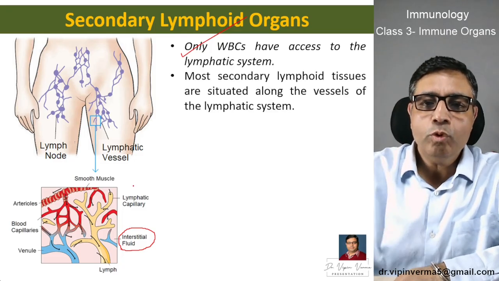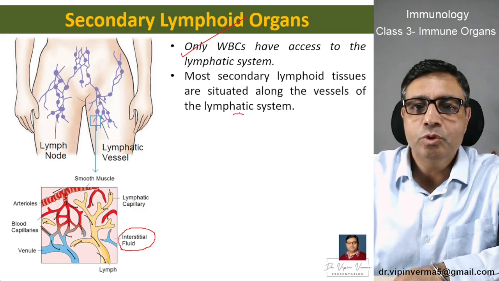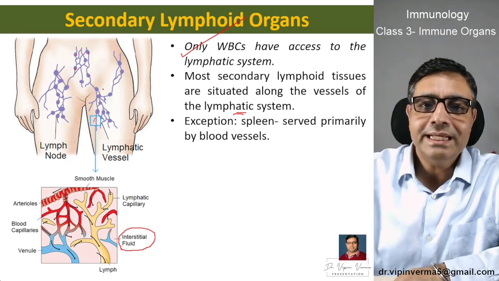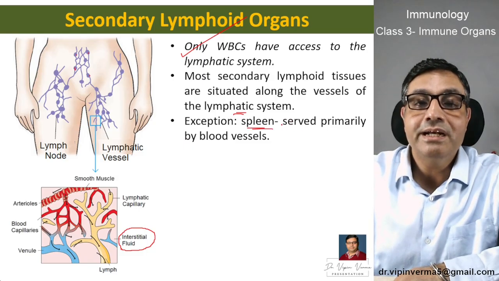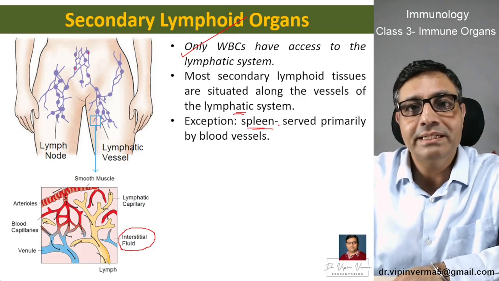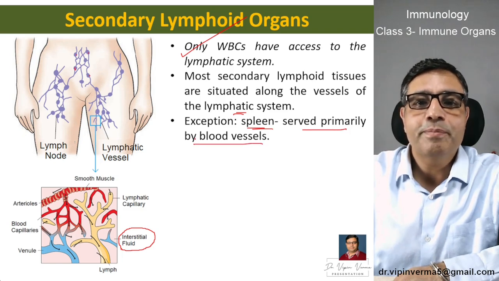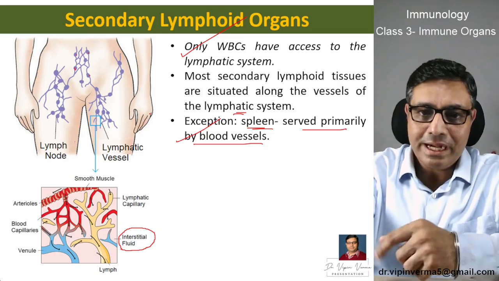Okay, so most secondary lymphoid tissues are situated along the vessels of the lymphatic system. So you can see here, these are the lymph nodes, and these lymph nodes are situated along the lymphatic vessels in the system. There is an exception. An exception is the spleen. The spleen, although it is a secondary lymphoid organ, and a highly organized one, is served primarily by blood vessels, not by the lymph. Okay, and why it is so, I will tell you.